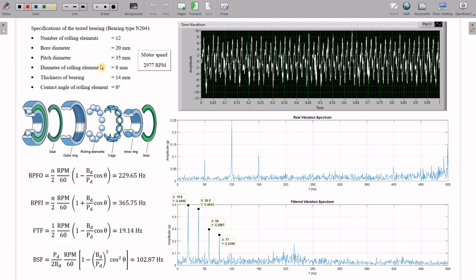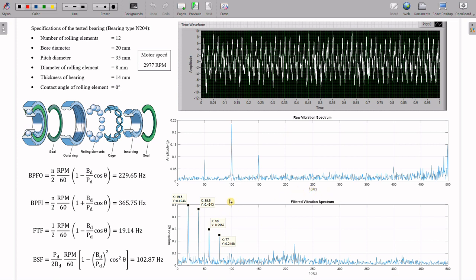In this example, we use the same bearing type and also motor speed as the previous example. Therefore, we don't have to calculate the bearing failure frequencies again, because all the frequencies will have the same value as the previous one. We move to the data processing. The data processing procedure will be the same as before. Therefore, we can directly focus on the filtered vibration spectrum.